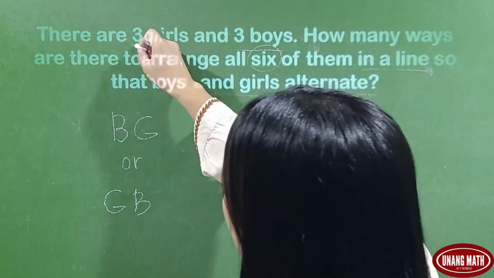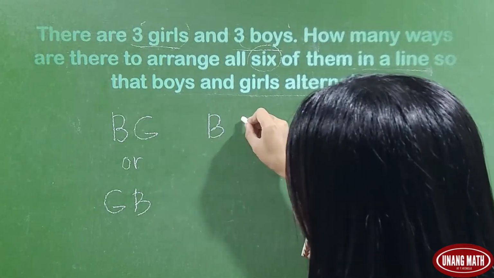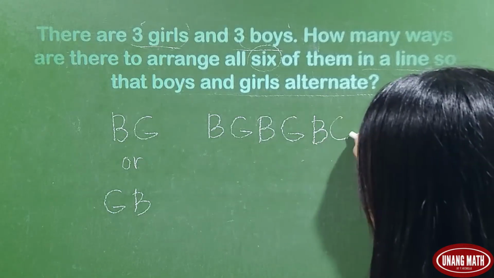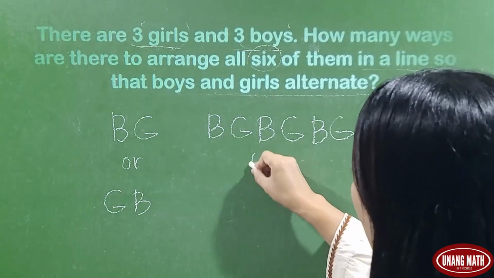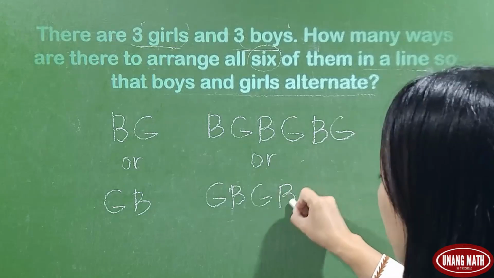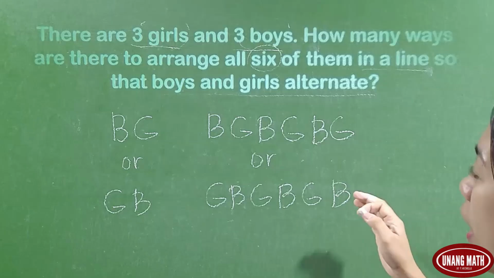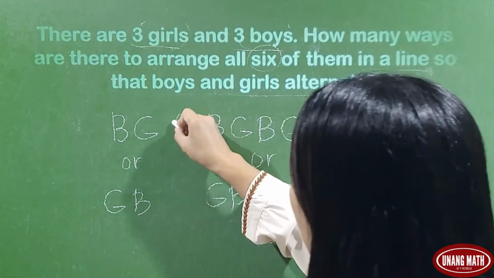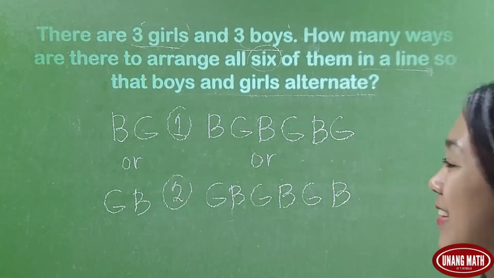Take note, we have 3 girls and 3 boys. So, boy, girl, boy, girl, boy, girl. This is a possible arrangement. Or girl, boy, girl, boy, girl, boy. This is also a possible arrangement. Both boys and girls alternate. So this is our first condition. This is our second condition.